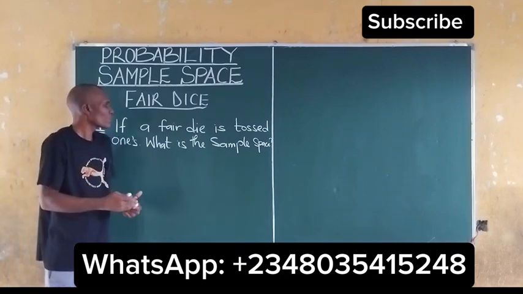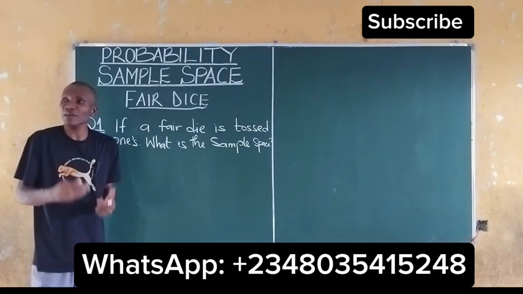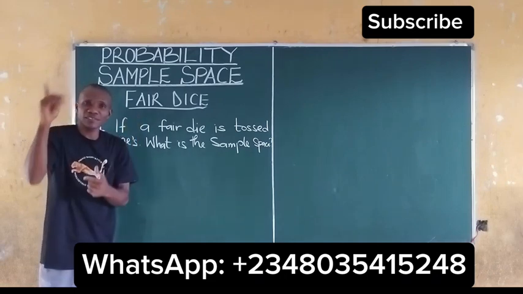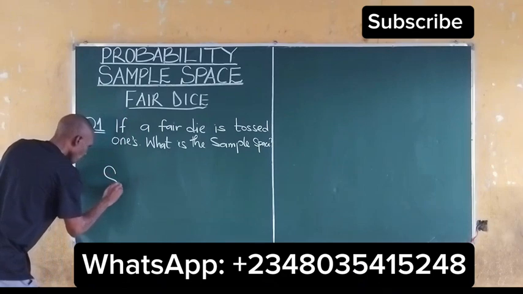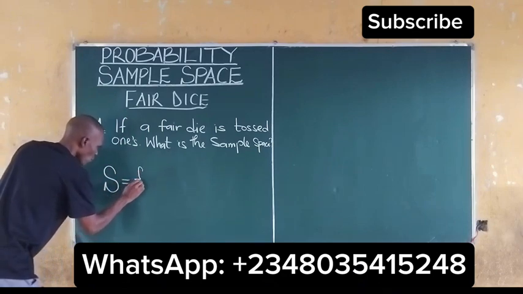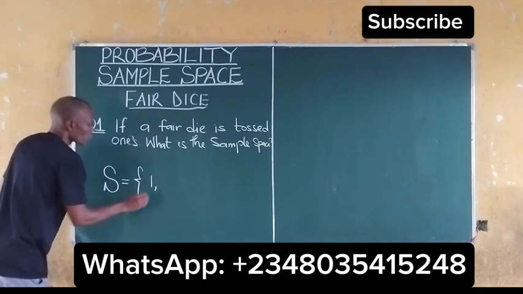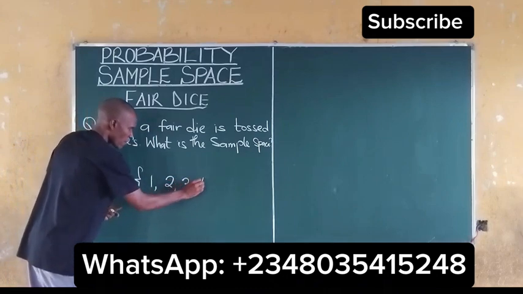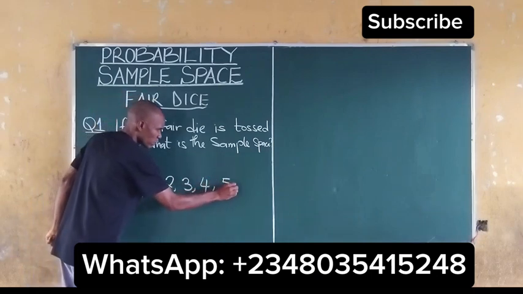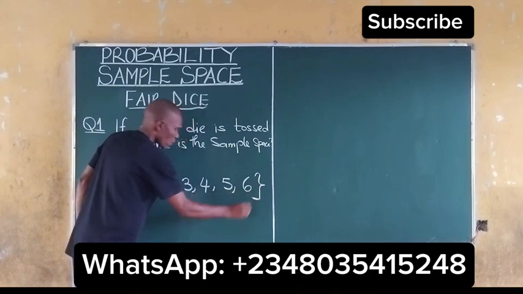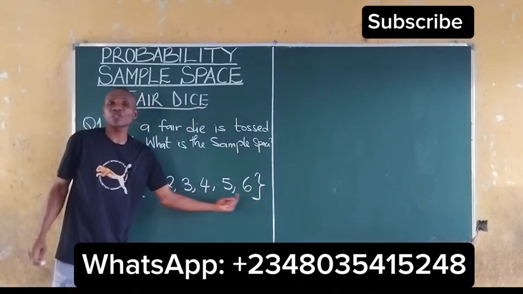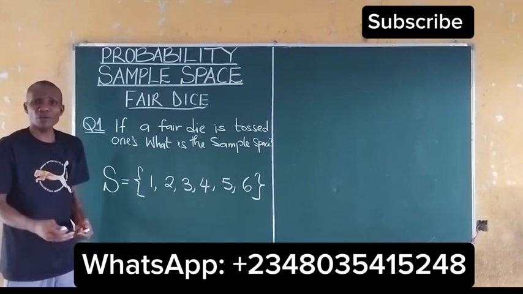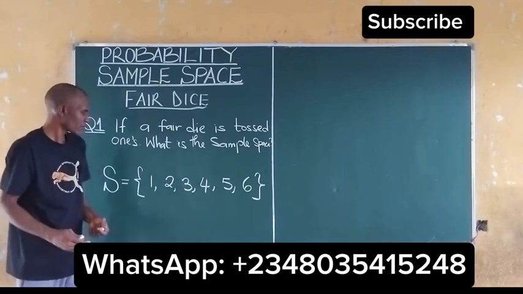Now, for us to know the sample space of this fair die, we ask ourselves, how many faces does this die have? The die has 6 faces. So our sample space will be equal to 1. So if you throw a fair die, you see that 1 will show up, or 2, or 3, or 4, or 5, or 6 will show up. So these are the possible outcomes we can get if we throw that fair die. It is common in the play of Ludo games.